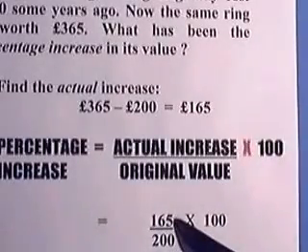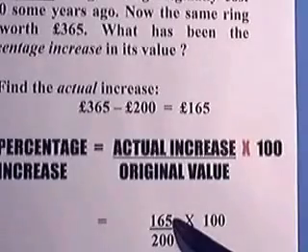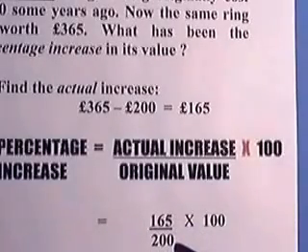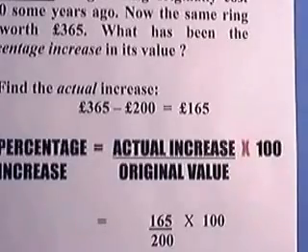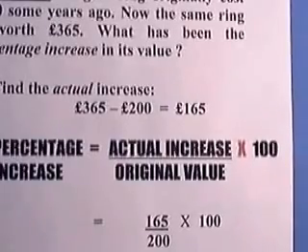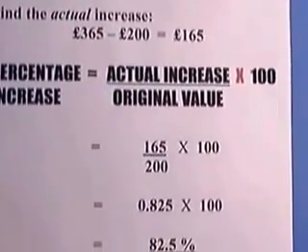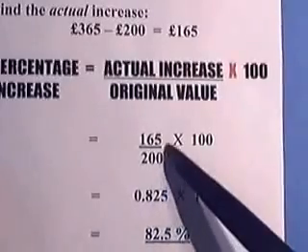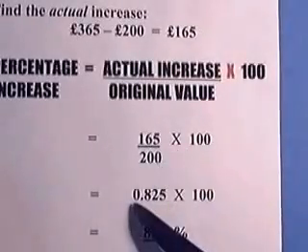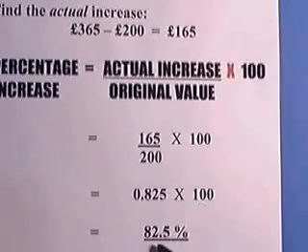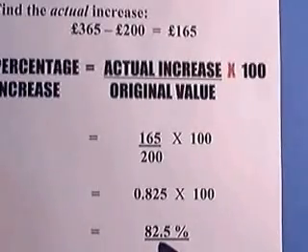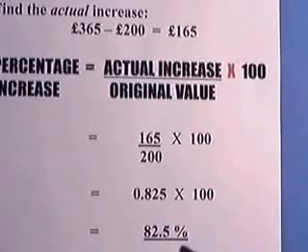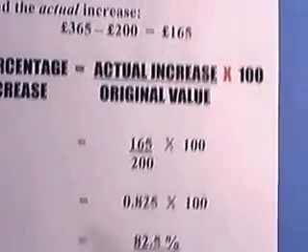So here we have it. 165 is the actual increase in the ring's value, divided by its original value, which was £200. We make that fraction 0.825, multiply it by 100, and we get 82.5%. Oh, you can't see that, sorry. There it is. This fraction, which you'd work out on a calculator, is 0.825. Multiply that by 100, becomes 82.5%. So it's increased its value by 82.5%. It's not bad for a gold ring.